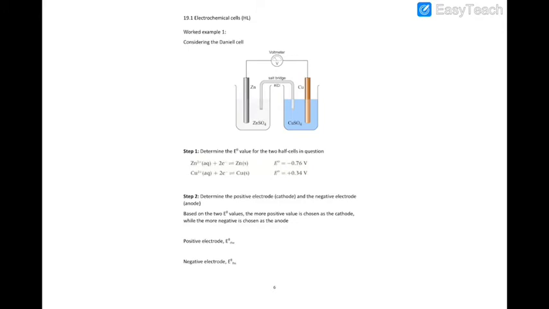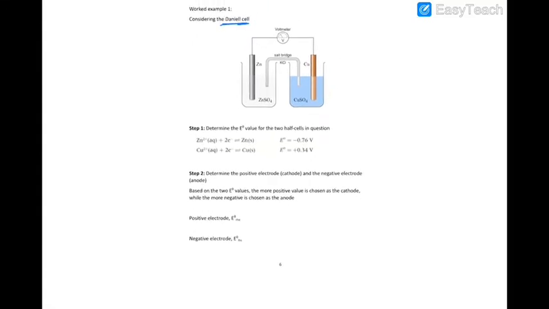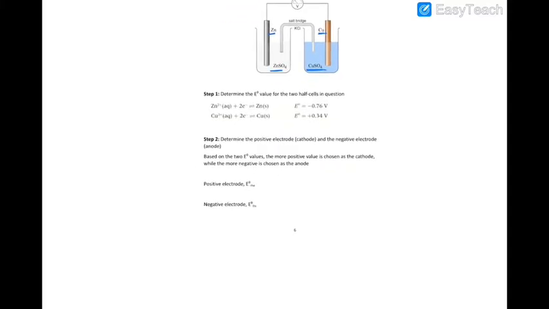Let's see an example. We're considering the Daniell cell, the one that we've already seen in topic 9.1. In the Daniell cell, you have zinc in a solution of Zn2+, and copper in a solution of Cu2+. From the data booklet, you can find the standard electrode potential of these two half cells, and by default they are given as reduction processes.